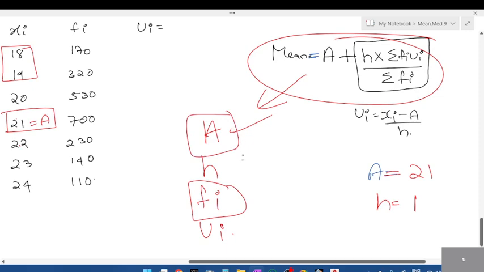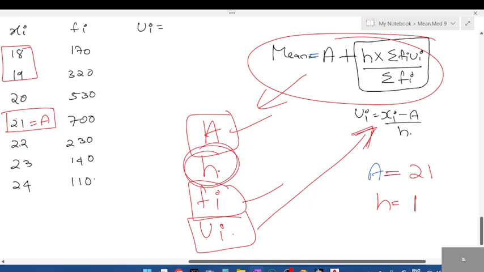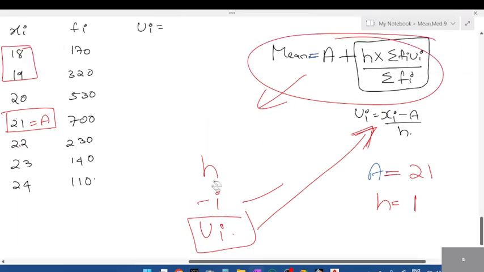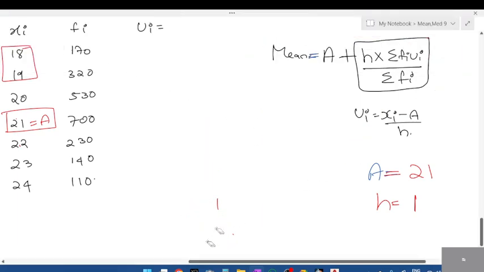Okay, we found that. Next, what about Ui? Is it a value or a formula? Ui is a separate column, right? And what about H? H is a separate column or a value? H is a value. And what is that H? H is the difference of Xi. Look at the difference of Xi. What's the difference between 18 and 19? Take 23 and 24. What is the difference? That is the value of H.